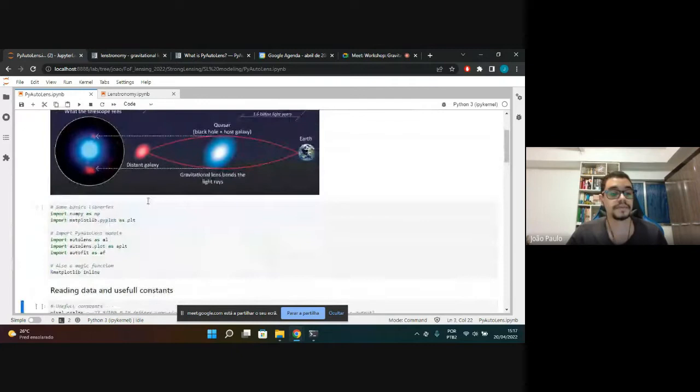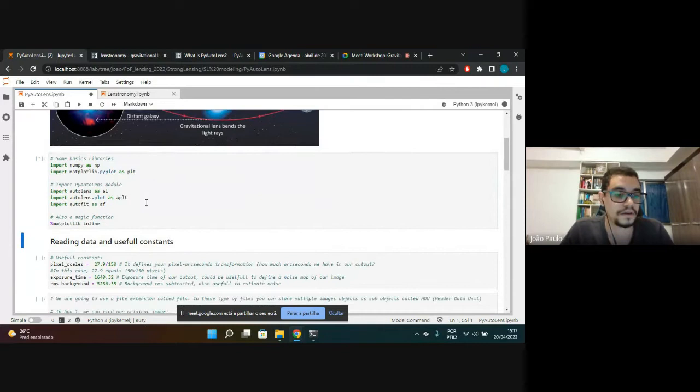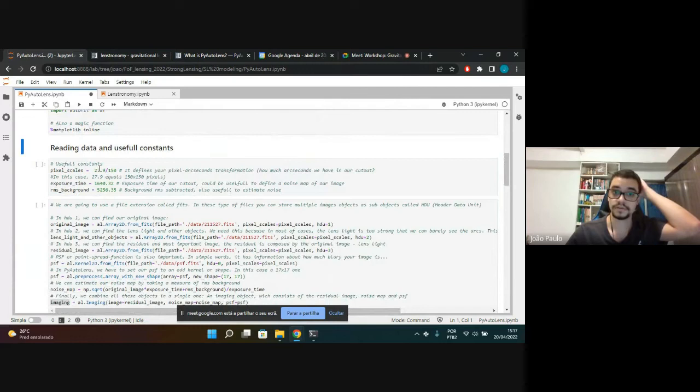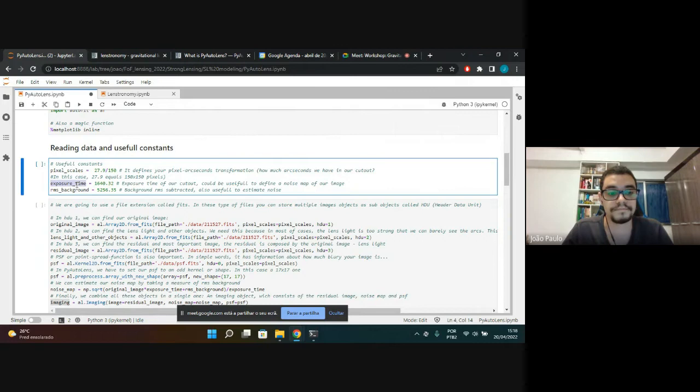We begin by importing some libraries. So let's run this first cell. Here we define some useful constants. We have the pixel scale, which gives the conversion between the pixel and the arcsecond, which is the physical unit of the image. We have the exposure time, which is related to the time that the instrument took to observe that image. And we have information about the background that is subtracted from the original image. So let's run this cell.